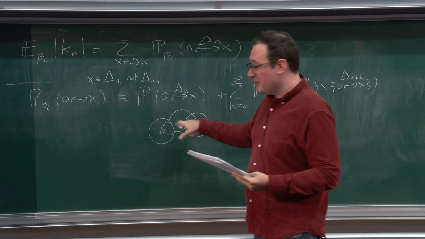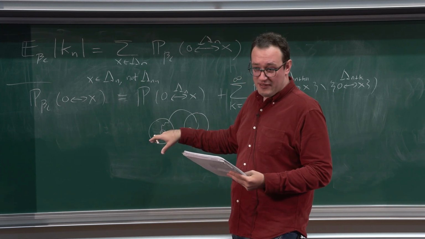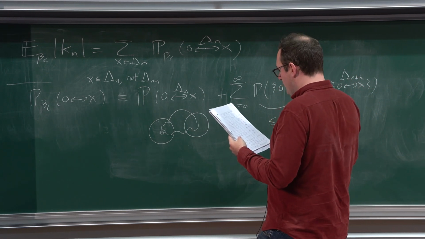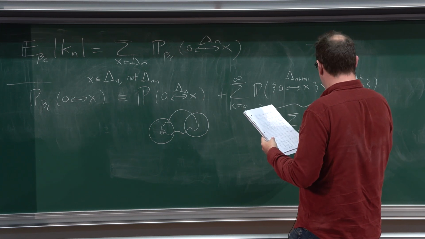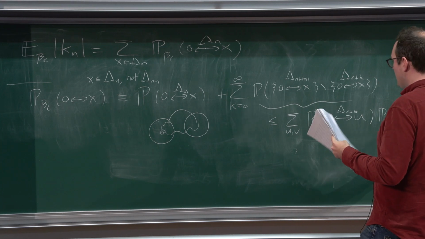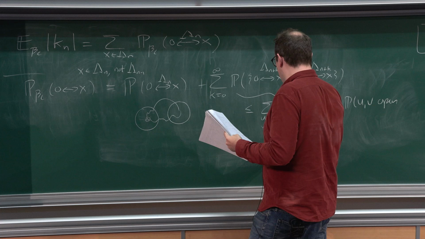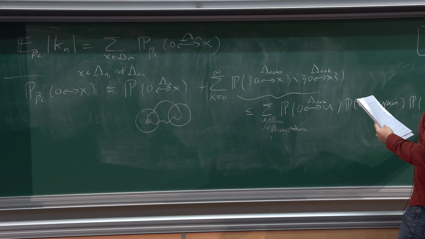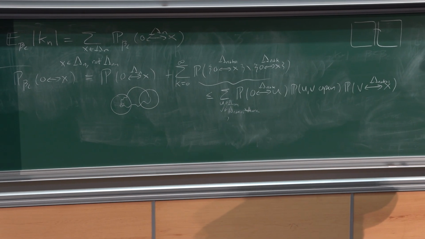So if you just use the BK inequality, where you have some point here, this edge that has to be open, this other point here, and then this connection back to X, you can bound this term by the sum over U and V of the probability the origin is connected to U inside lambda n plus k, UV is open, and this should be a sum where U is in lambda n plus k, V is in lambda n plus k plus 1, not lambda n plus k, and V is connected to X.